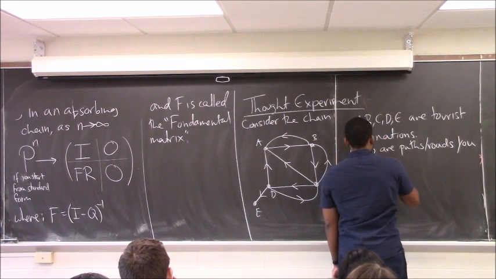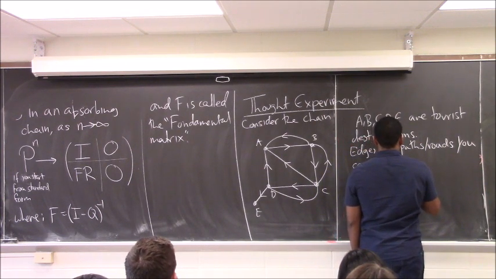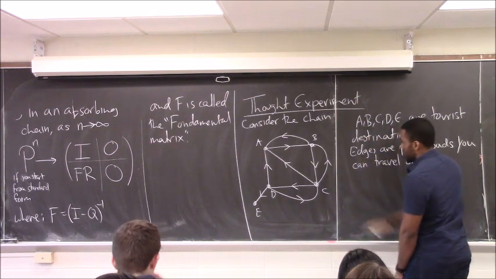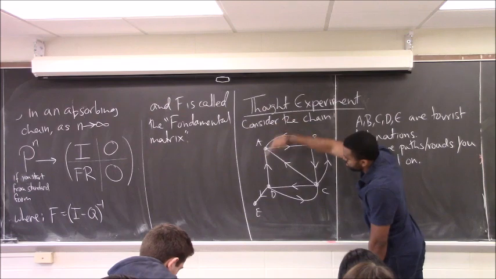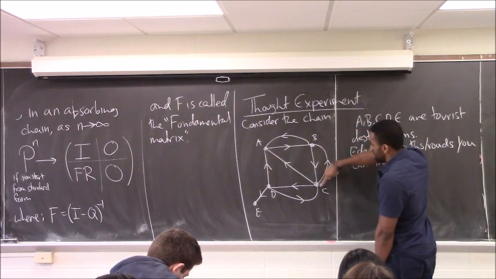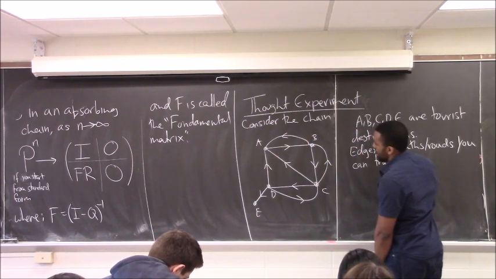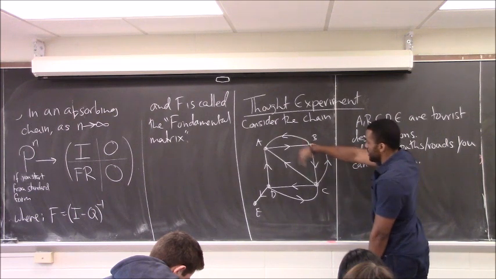You can travel around. And so the direction is indicated. You can move from city A to city B. You can go back from B to A. You go from B to C. There's no direct way to go, say, from A to C.